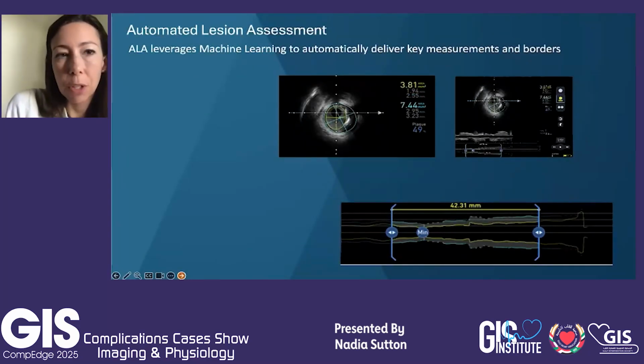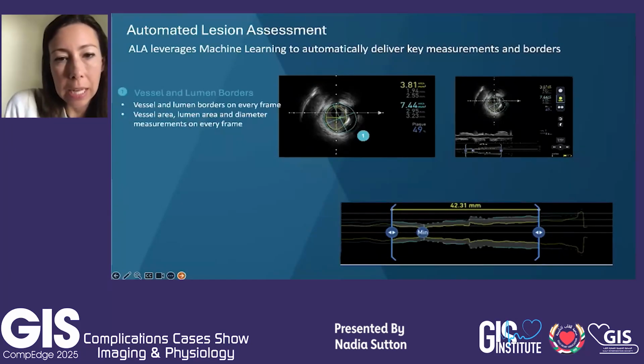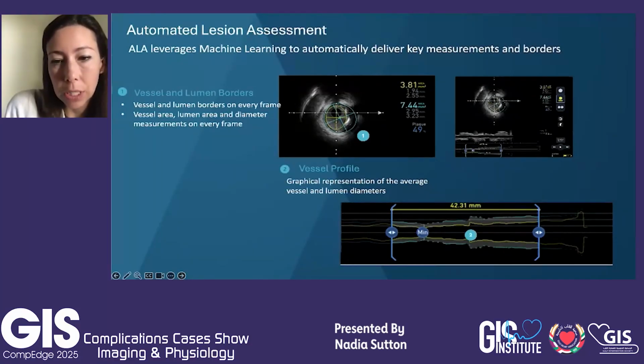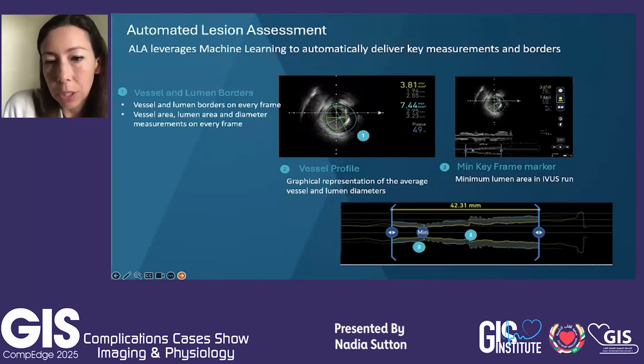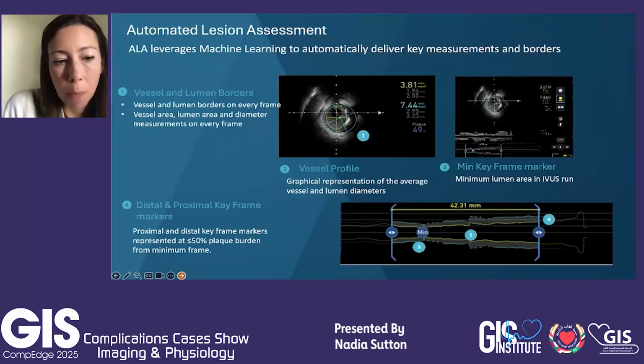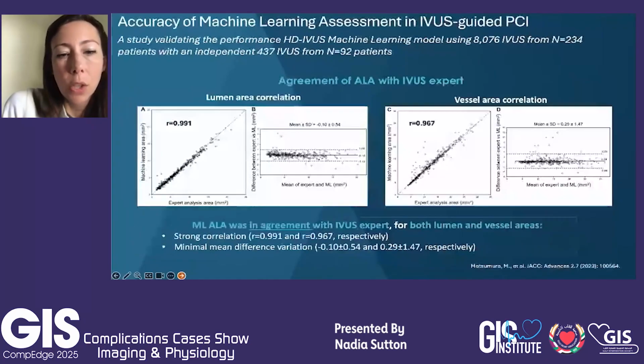So, just to review here, where are we using AI in IVUS? We're using it to identify the vessel and lumen borders. We're using it to identify the vessel profile longitudinally, as you can see in the lower right-hand side, identifying where the minimal lumen area is. And then using the frame marker to determine not only where your minimal lumen area is, but also to select your frame markers and determine what your relative stenosis is within the stent after implantation as well.